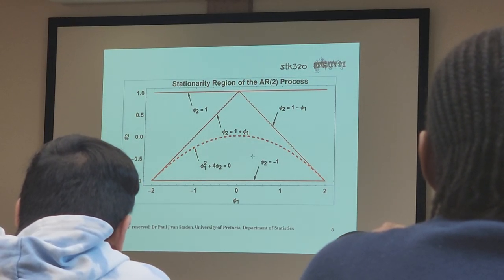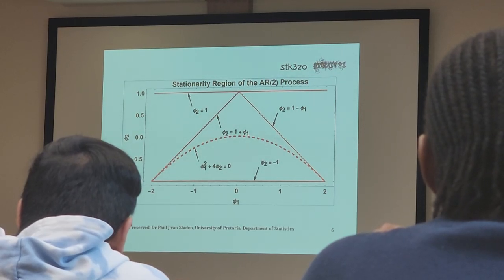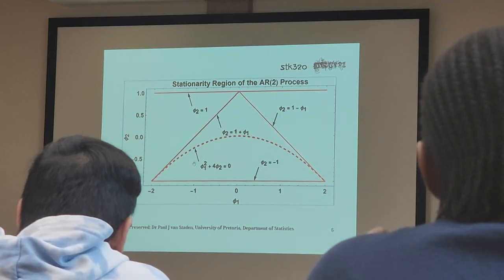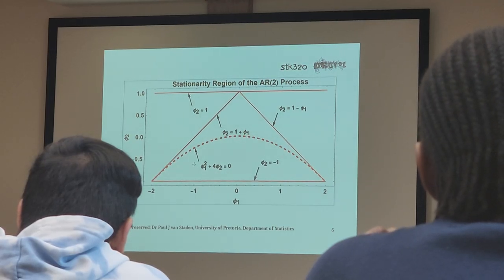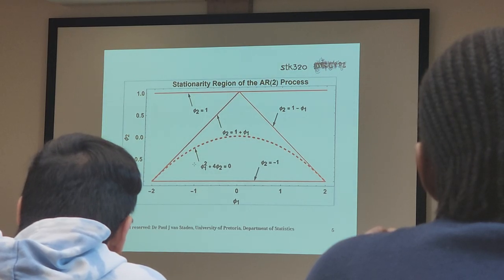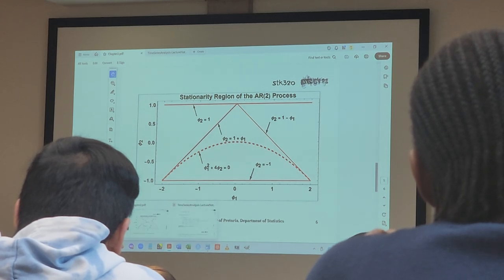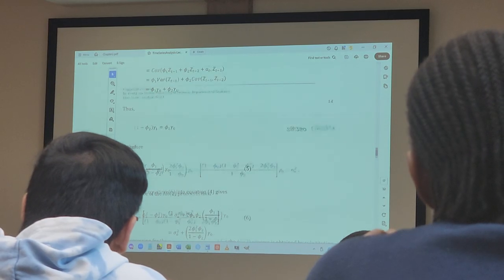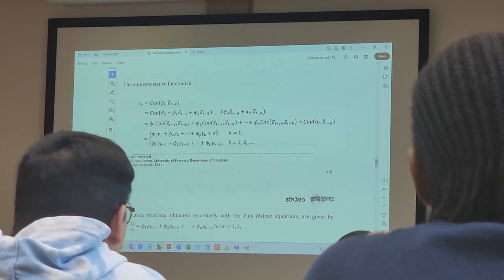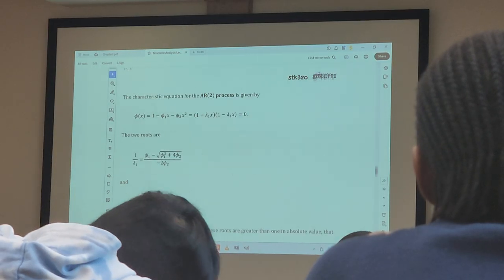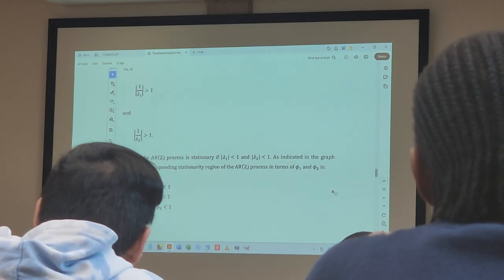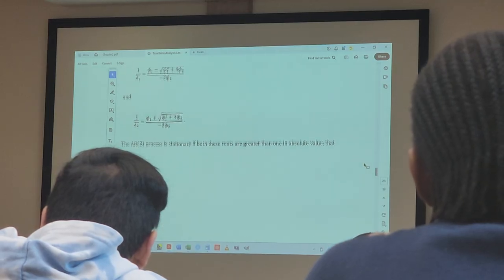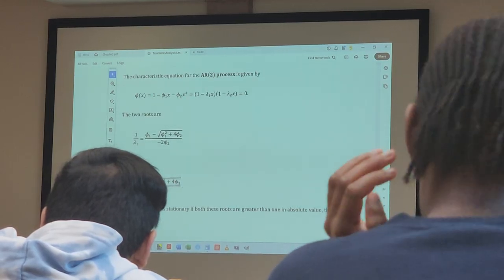Now, apart from the triangle, there's another curve that has been drawn here. This dotted curve is the curve for phi1 squared plus 4 phi2 equal to 0. That curve comes from the lecture notes, where stationarity is discussed for the AR2 process. Here, if you scroll down, we have stationarity of AR2 processes. Here it gets explained what the conditions are to have stationarity for the AR2 process.